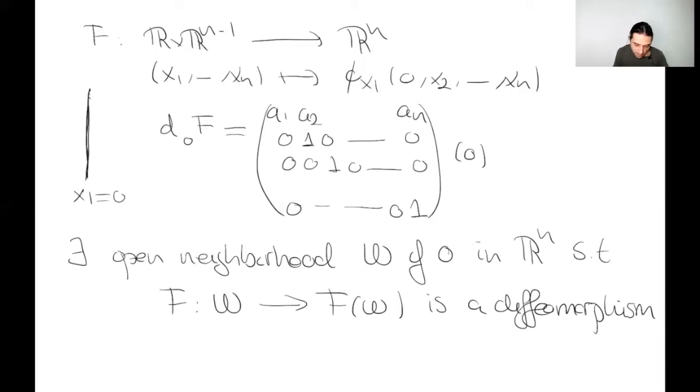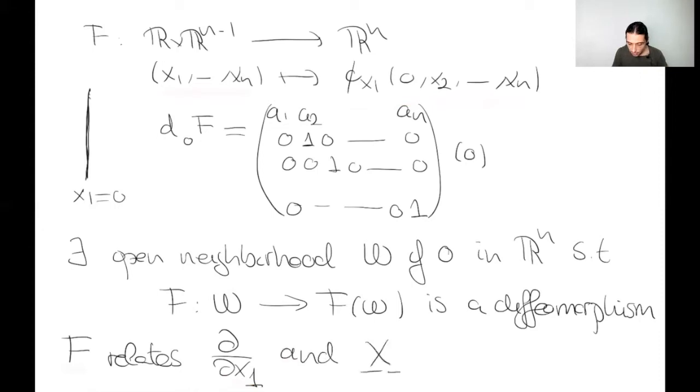Something that is interesting is that this capital F relates the first coordinate vector field and x, because if we fix every xj with j greater or equal than 2, this parameterizes a trajectory of x. So it's a change of coordinates that sends the first coordinate vector field to x. If we consider the inverse of capital F, this is going to relate our vector field x with the first coordinate vector field. And so this completes the proof, okay?